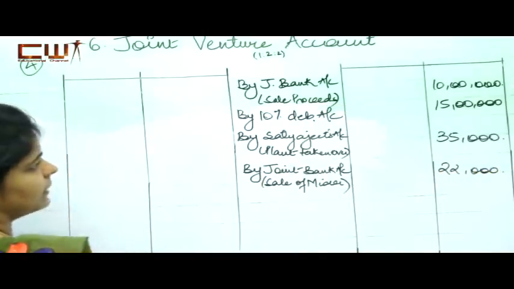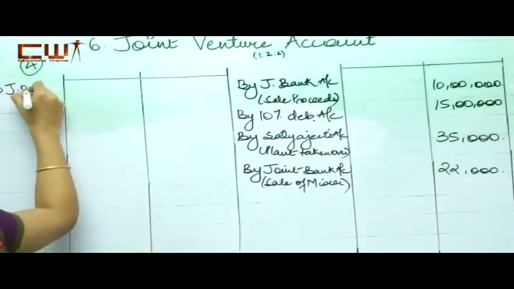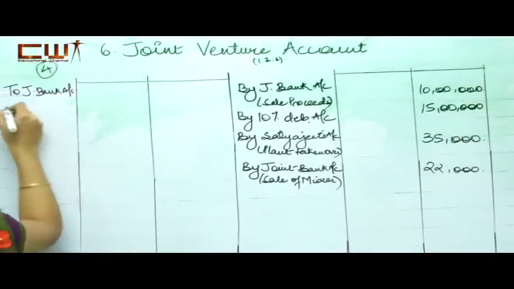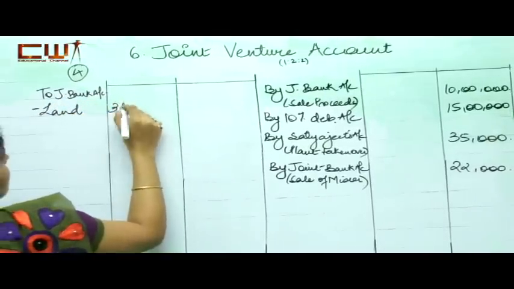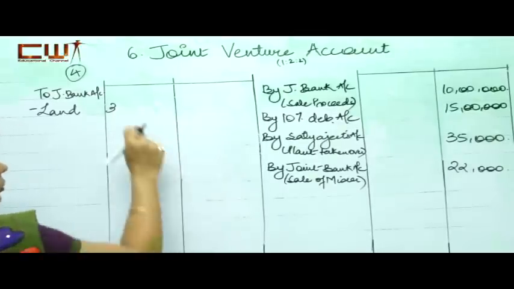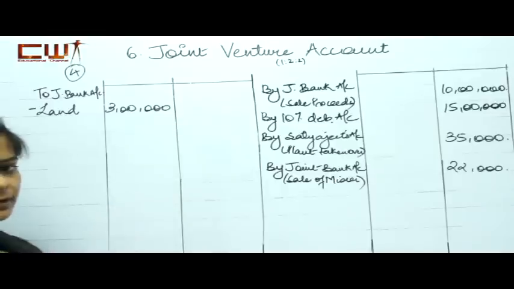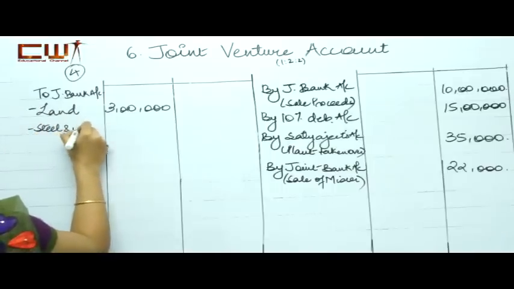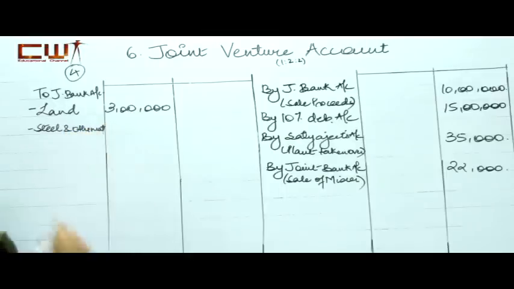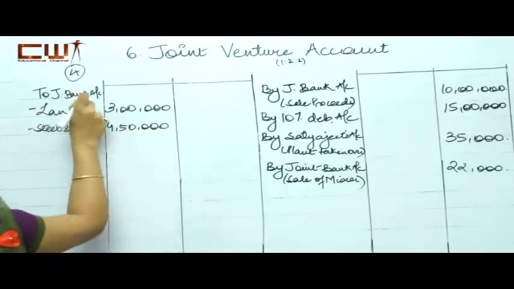Any other transaction on this side? No. We switch to the other side. First you have the joint bank account. We will see all the expenses that have been paid from the joint bank account. What is the first thing? The land that they purchased. If you are writing in the fair column, just write it in the rough column, add all the items together, and then write it here. How much? 3 lakh. Next you have steel and other materials, 4,50,000. This is all under joint bank account.